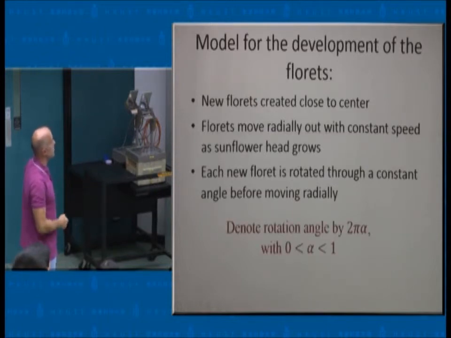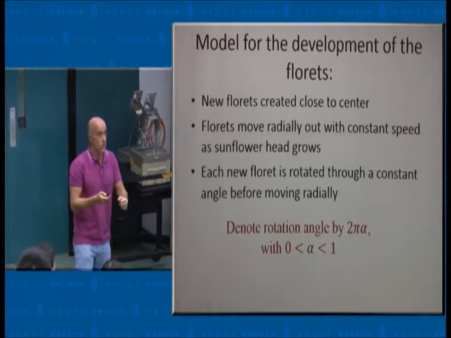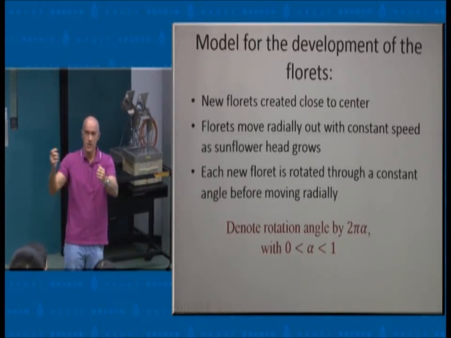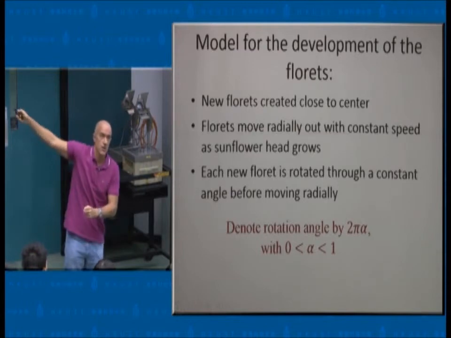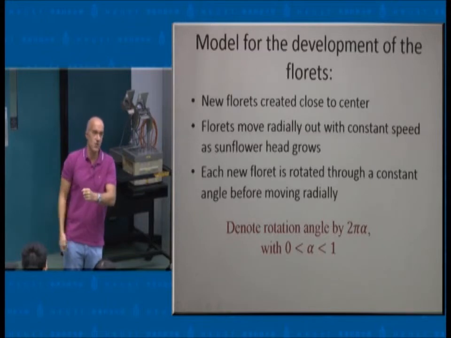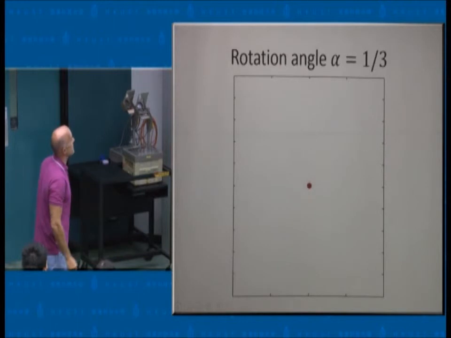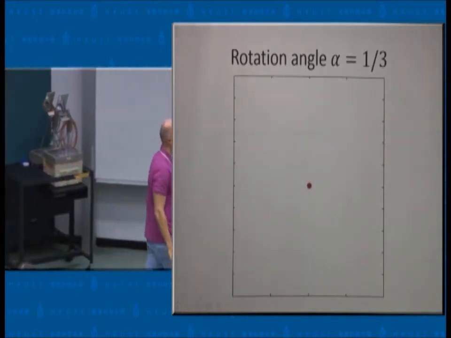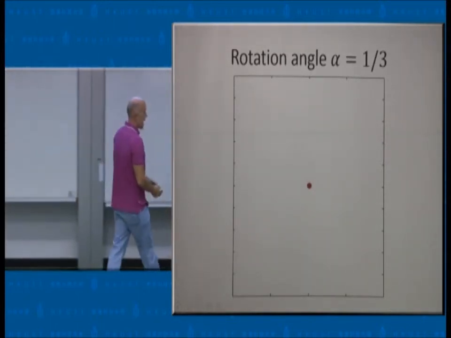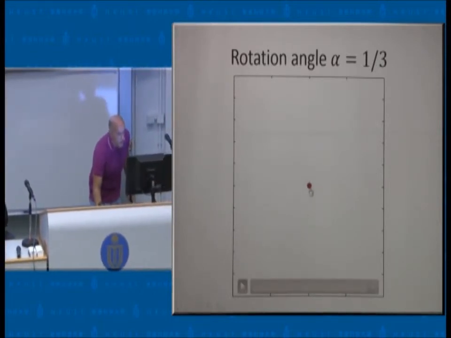Let's denote the angle by 2 pi alpha. So alpha is between 0 and 1. So alpha equals 0 is no rotation. Alpha equals 1 is a rotation around the whole circle. Actually, no rotation because you get back where you are. Okay? So you have intermediate rotation angles. OK, so let's look at alpha equals 1/3. So this is a MATLAB simulation of this model.